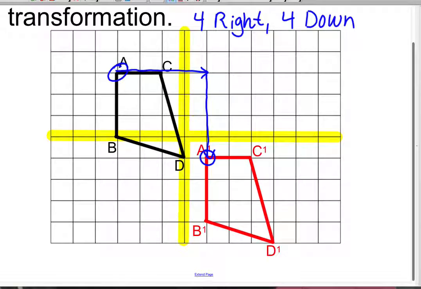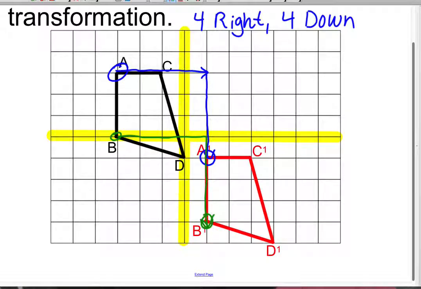I bet if you check B, it went right 4, down 4. Let's check B. Here's B. 1, 2, 3, 4. 1, 2, 3, 4. See? Everybody did the same movement. 4 to the right, down 4, new point.